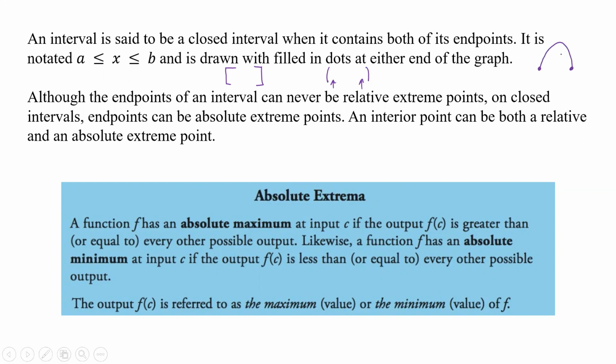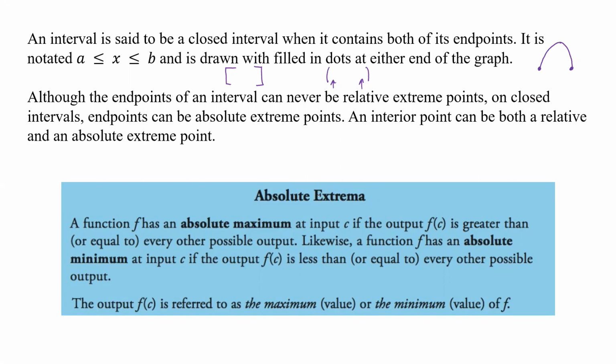Now, although the endpoints in an interval can never be relative extreme points on a closed interval, endpoints can be absolute extreme points. So, in this case, it looks like they're both the same. So they'd be both absolute minimums, whereas this would be the absolute maximum. Okay. And any interior point can be both a relative and an absolute extreme point.